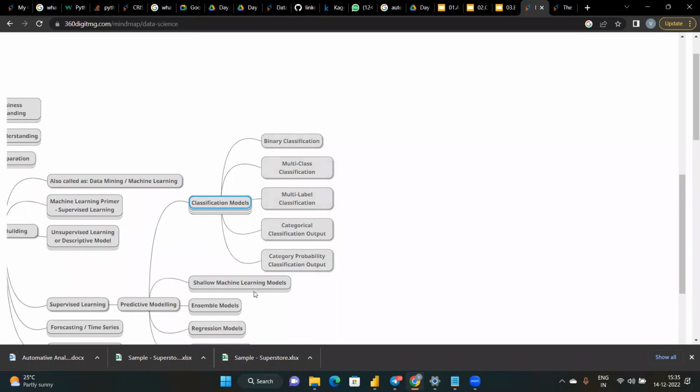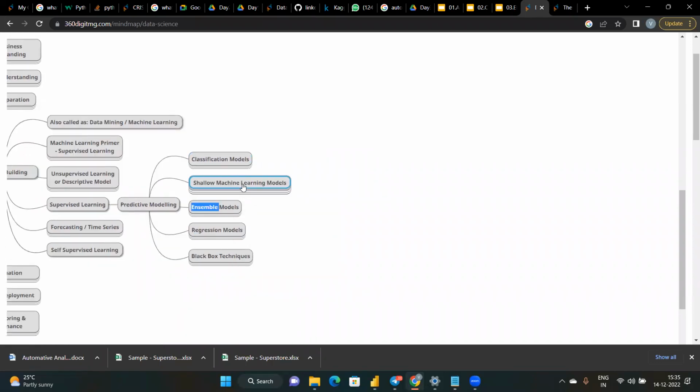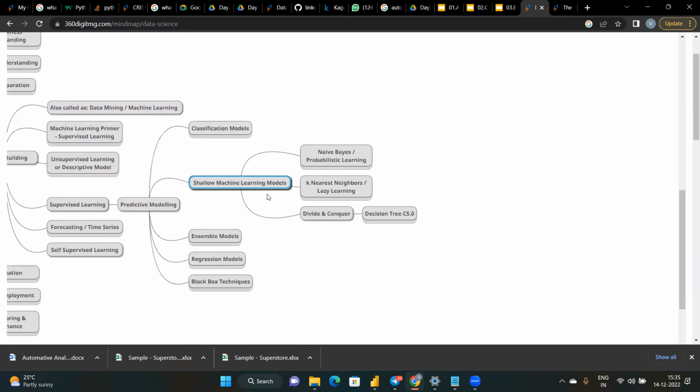And the next thing we have is shallow machine learning models. We have naive Bayes, k-nearest neighbors. These are naive Bayes and probabilistic learning. So what is shallow machine learning? Why are we going to use this? These things we'll be seeing. The shallow learning methods, the models, and after that we're going to go for ensemble models.